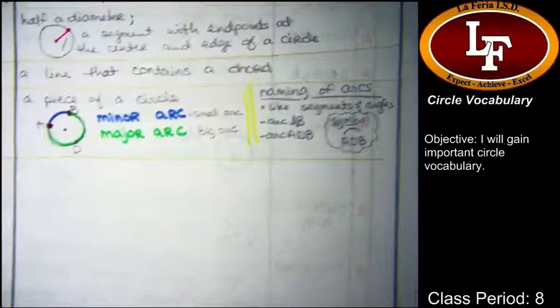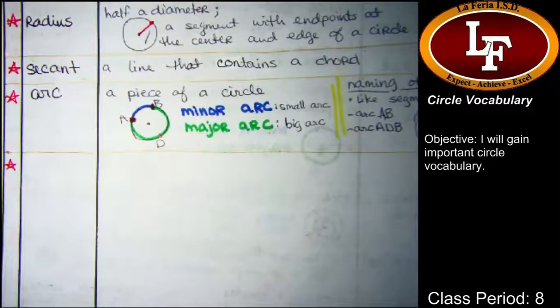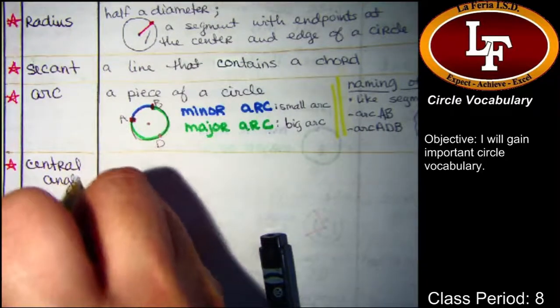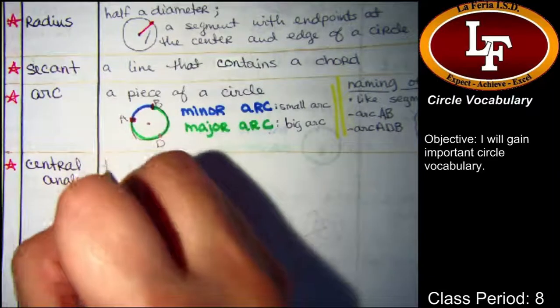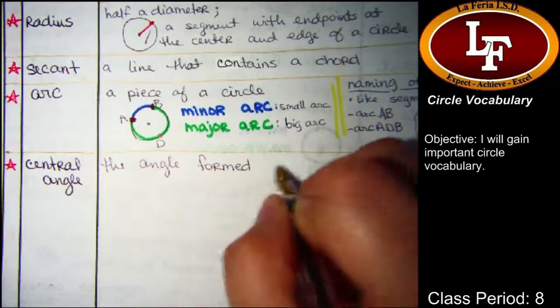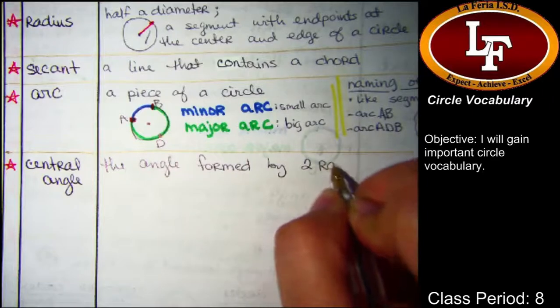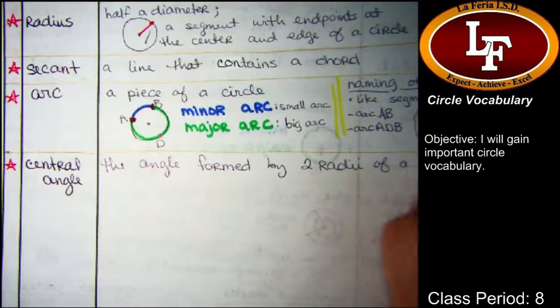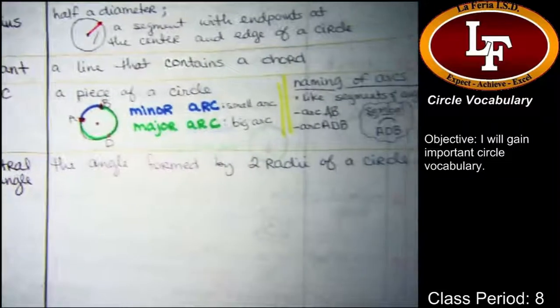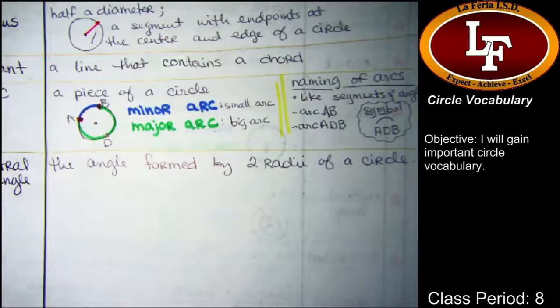Okay. 3 more. The next one that I have is the central angle. The central angle is the angle that gets formed by 2 radii of a circle. And radii just means more than one radius, because radiuses has too many S's. We're going to say radii. Okay?